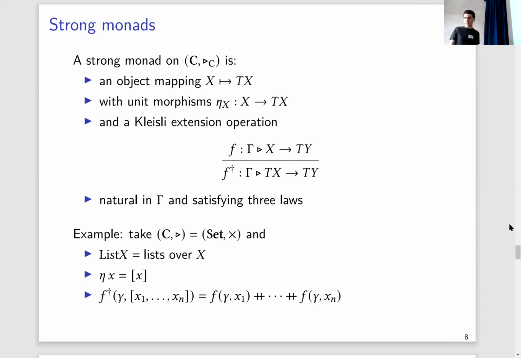Okay, so list is an example. We say eta is singleton, as we normally do for the list monad. And the Kleisli extension is just the Kleisli extension of the normal list monad, except that we just pass through this gamma. Again, we don't do anything interesting with gamma.